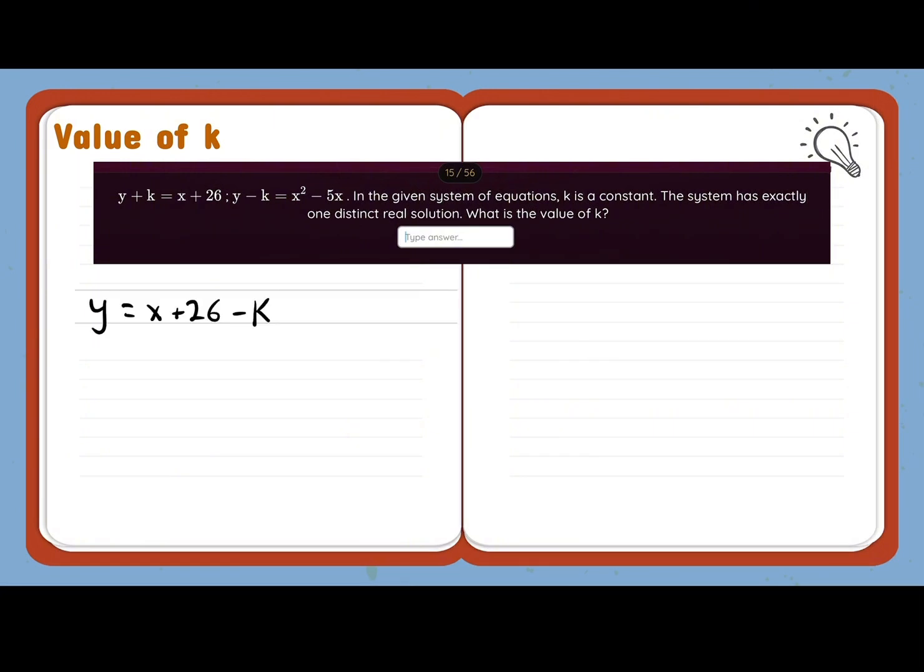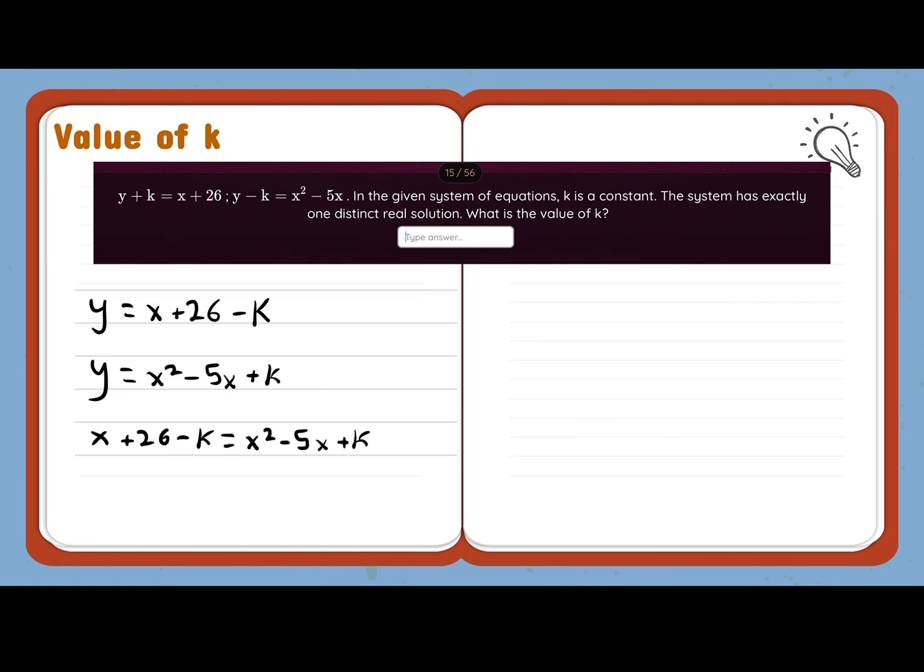So we just want to make both equations equal y. So we'll just move k to the other side, and then that way we can make them equal to each other. Again, we want to use our discriminant here because we have one distinct real solution, meaning we can make that equal to 0. So in this case, we'll simplify everything and make it equal to 0. And our c condition will be 2k minus 26.